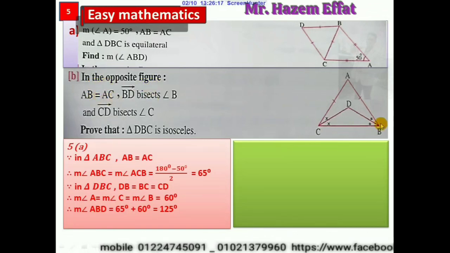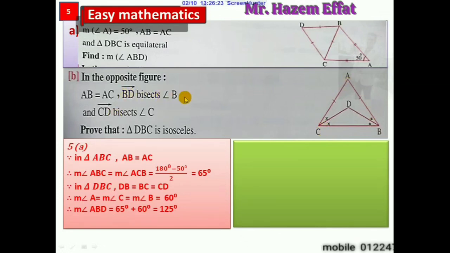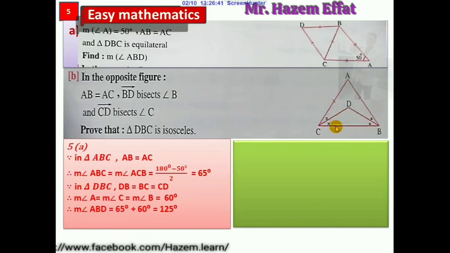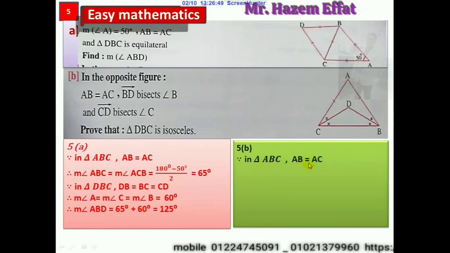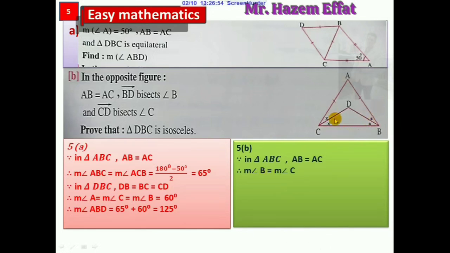AB equals AC, we have here also another isosceles triangle, and BD bisects the angle B and CD bisects the angle C. Now he asked me to prove this triangle DBC is an isosceles triangle. How to prove that? As the first step, when we have here an isosceles triangle, we deduce that measure of angle B must be equal to measure of angle C. How to write it? By this way. 5b. Since in triangle ABC, AB equals AC, we deduce that therefore measure of angle B equals measure of angle C.